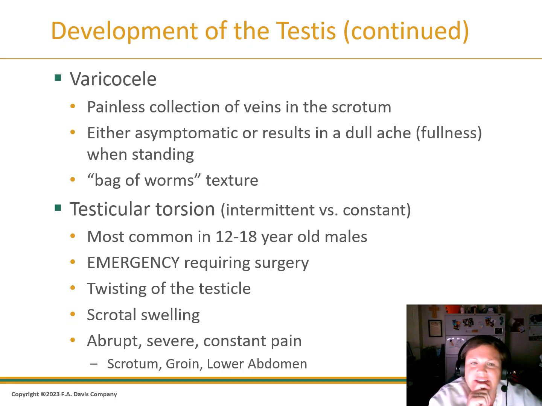Okay, so the varicocele, what I didn't include in this slide and what I need to speak to is if it requires any treatment or if it is self-resolving. So let me look at your book and see what it says. It could require surgery.